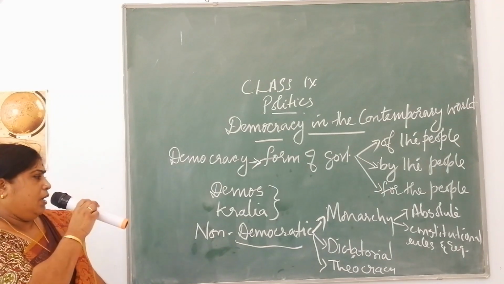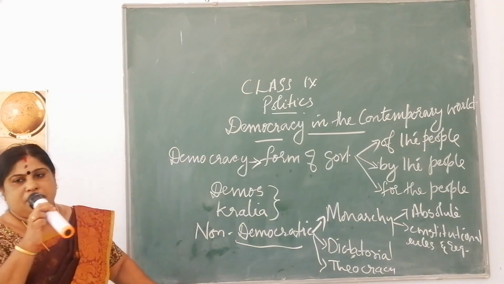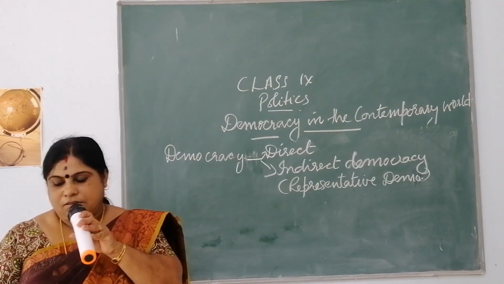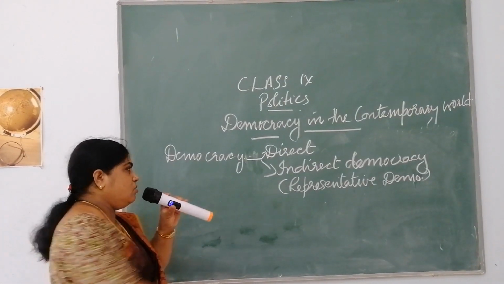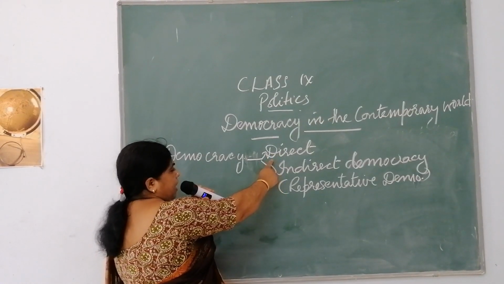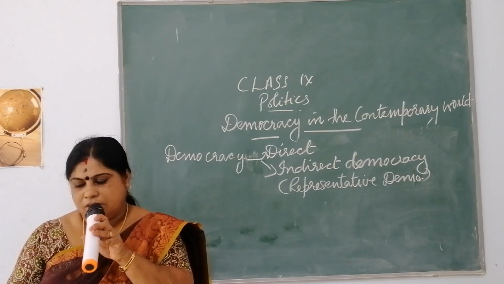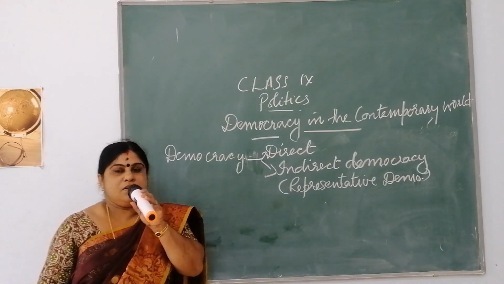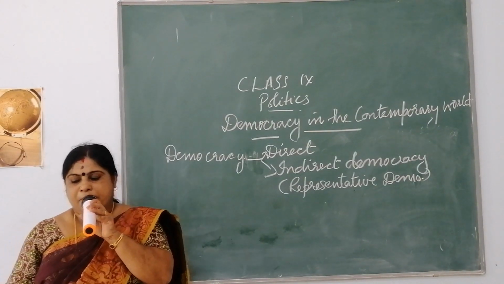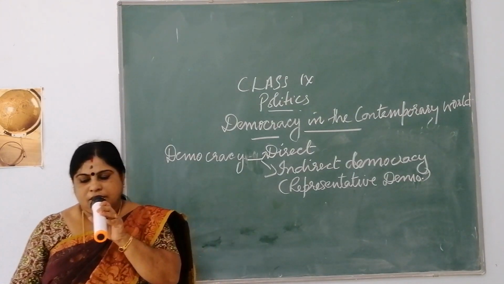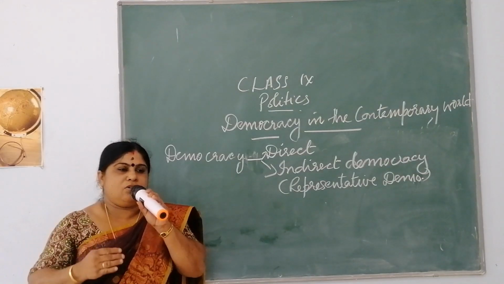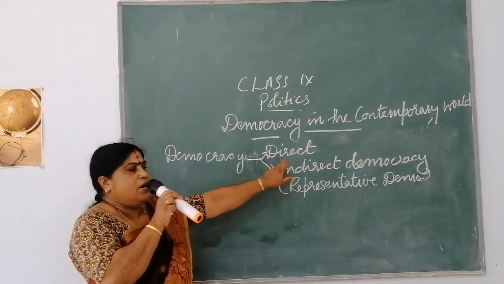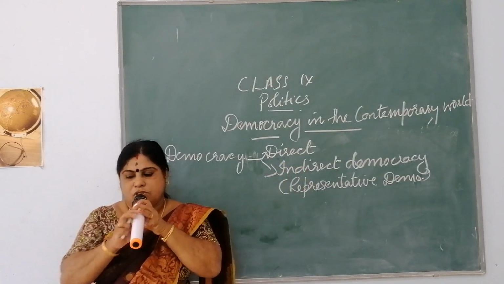Now moving on to democracy or democratic form of government. Types of democratic form of government. There are two types of democracy: direct democracy and indirect democracy. Direct democracy means there is no difference between the rulers and the ruled. People directly participate in the government of the country, they can discuss the problems, and they have the power to control the state machinery. That is called direct democracy. From the word itself, it's familiar to you. The people directly participate in the process of governing.